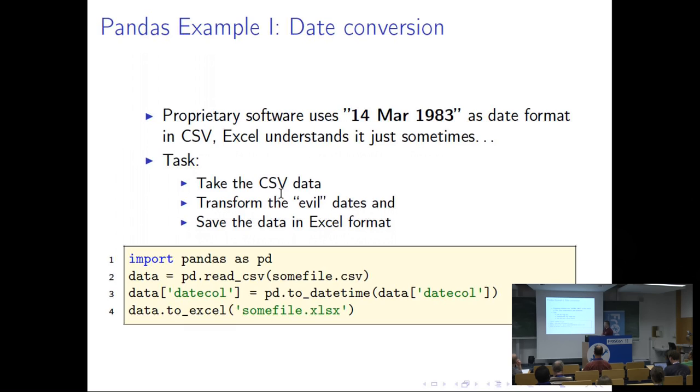What I simply need to do is I take the CSV file, I transform the evil dates, and I save the data in Excel format. So here's the necessary code. I simply load the pandas library. I read the CSV file under the assumption that there are no things that I need to adjust, like the column separator or the decimal separator, et cetera. I have this date column, that's the column with the dates inside. And I simply say this date column should be the same column, but converted to a datetime object. And then I simply say, put everything to Excel, and here we go. So with just four lines, I can save a lot of time.